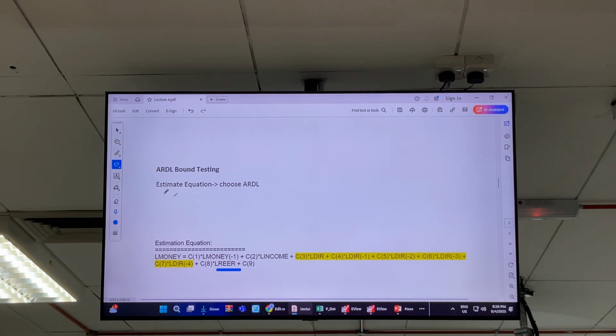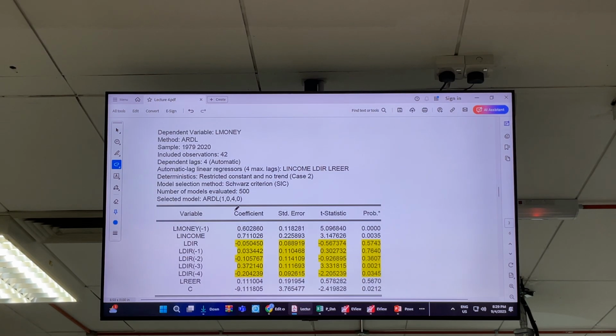So you choose this estimation equation, choose the ARDL, then you can see, based on this, you can form your long run. This is ARDL 1040. What is 1040? It means that my ARDL will be lag 1 for my dependent variable, lag 0 for my income, lag 4 for my interest rate, and lag 0 for my real effective exchange rate.